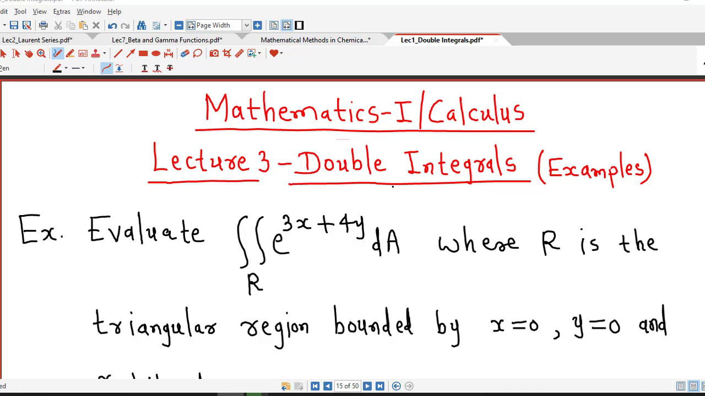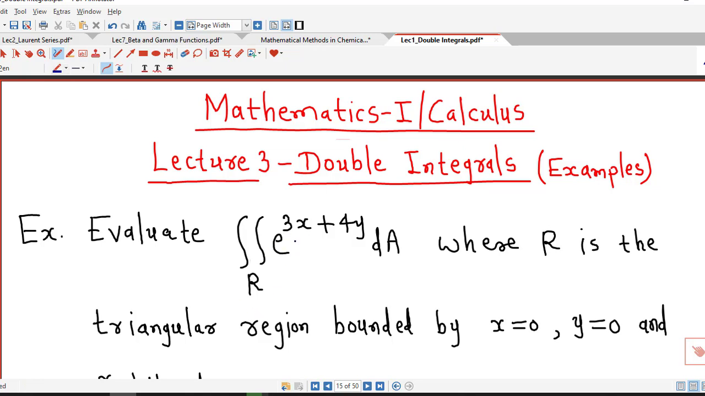In this lecture we will do one more example on double integrals. In previous lecture we have seen how to find out double integral of a given function over non-rectangular region. So here also we are considering one double integral of a function over the non-rectangular region. So we start with this example.